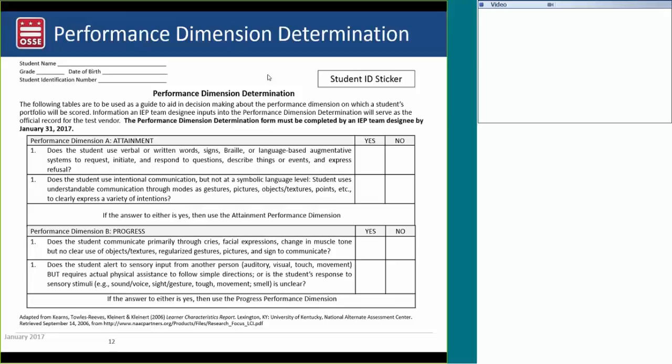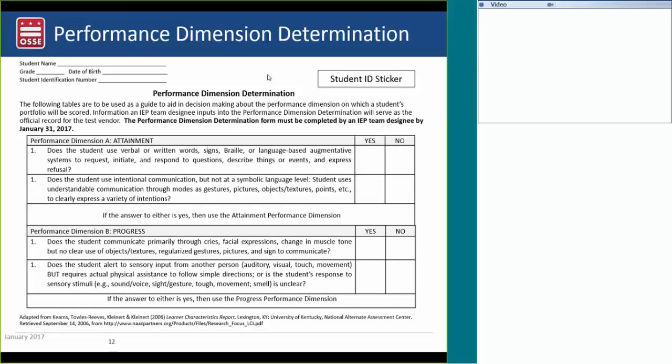Does the student communicate primarily through cries, facial expressions, changes in muscle tone, but no clear use of any kind of objects, textures, regularized gestures, pictures, or anything to communicate, okay? So what we're saying here is the student is communicating, but it is not reliable and it is not consistent. We have to guess many times at what the student wants. The student is crying. Is the student uncomfortable? Is the student thirsty? Are they hungry? Do they want to just get your attention? Do they want to show you something? We don't know. Oftentimes. Sometimes we do, but sometimes it's a guessing game. Okay? If that's true about your student, then you would respond yes.